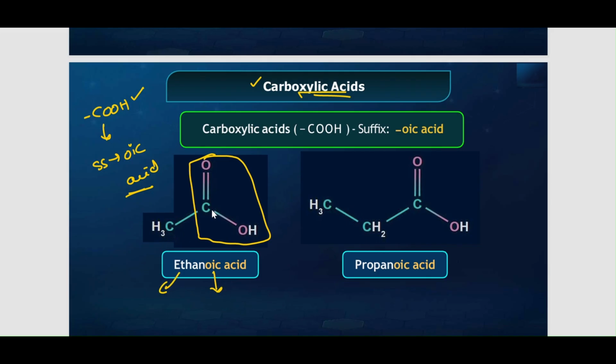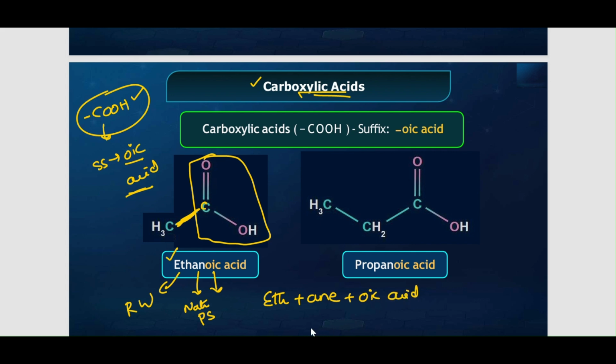You can observe here the root word, that is 2 carbons, hence it is eth. And the nature of bonding, nothing but the primary suffix. This functional group carbon is bonded with a single bond. So therefore "-ane". I will write once again: the root word is eth, the nature of bonding is "-ane", and the functional group is COOH. So therefore the secondary suffix we can use is oic acid. So oic acid, carboxylic acid. So no need to write the complete name.